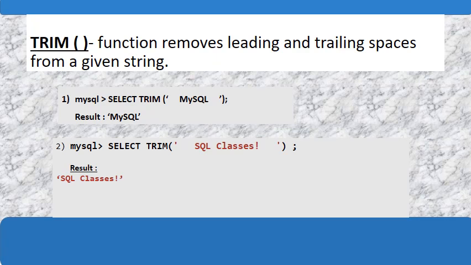One more example is there. Select trim(' SQL classes '). This one is also with blank spaces on both sides. So trim will remove both the left side and right side blank spaces. Check the output.